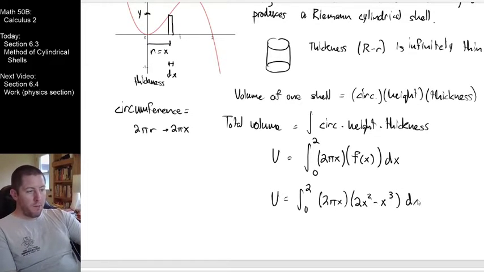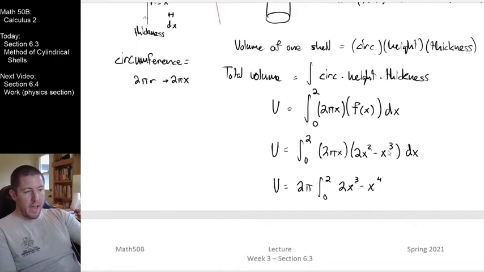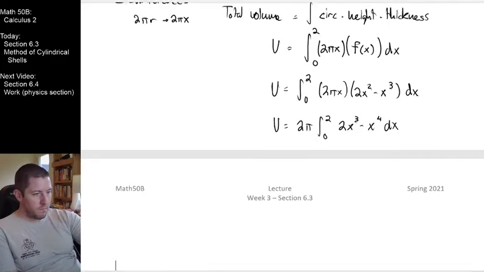And what do you know? We've got a pretty easy polynomial integral to do here. I'm going to pull the 2 pi out front, and multiply the x through my other polynomial expression. This will give me 2 pi times the integral from 0 to 2 of 2x cubed minus x to the 4th, because I distributed this x through our second polynomial part. And now we're ready to integrate and evaluate.